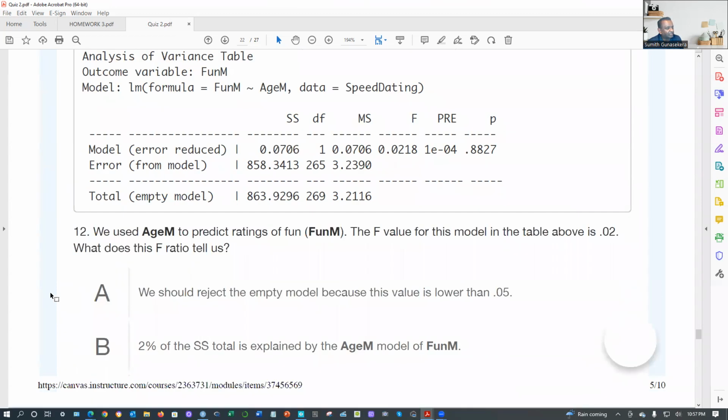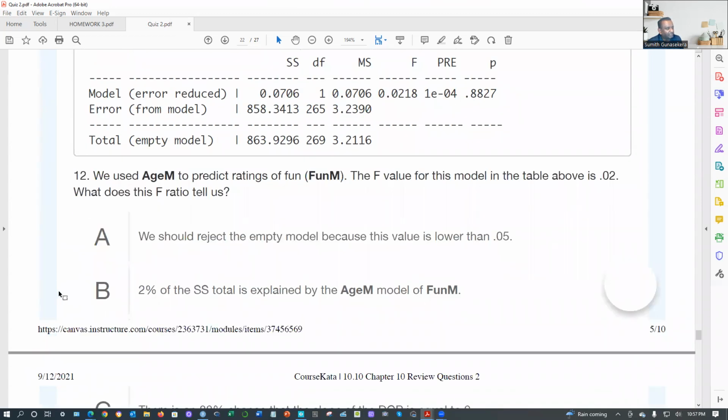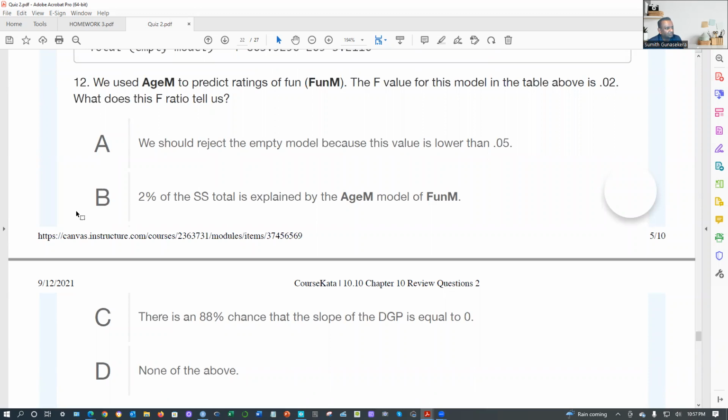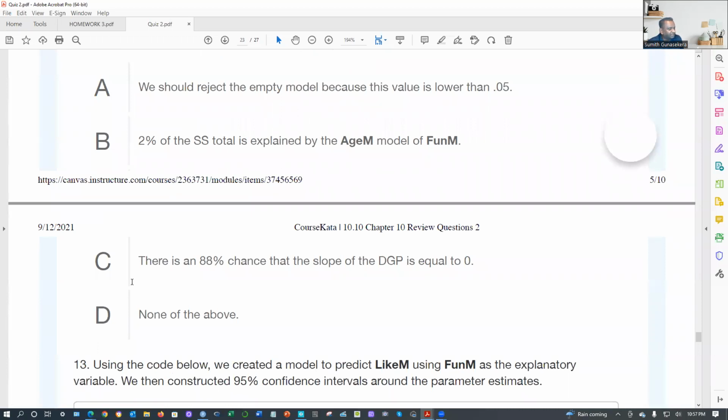See, this ANOVA table. We use the AGM to predict rate in the funding. The value for this model in the table above is 0.02. What does this F ratio tell? The F ratio tells what? You should reject the interval 2%. They are saying 80% chances for no, none of the above. They don't explain anything.